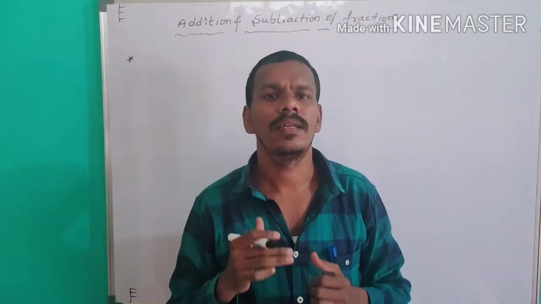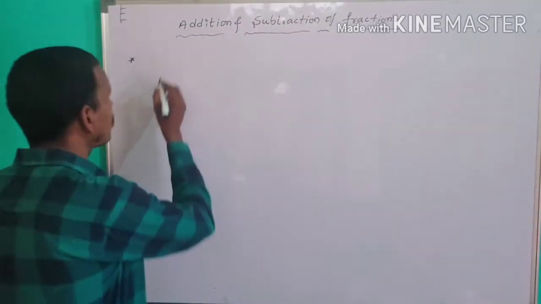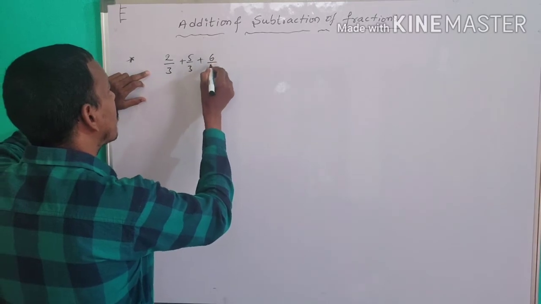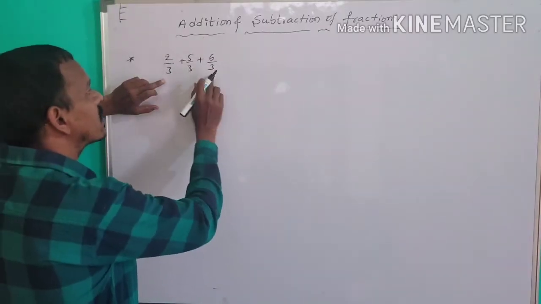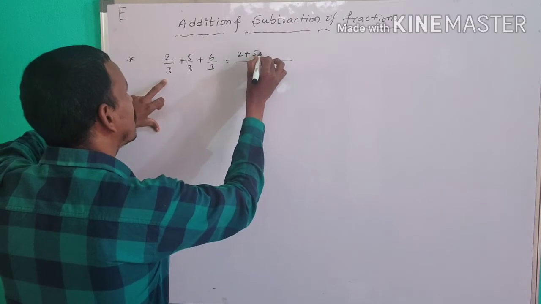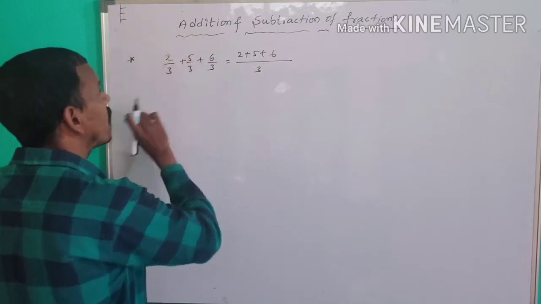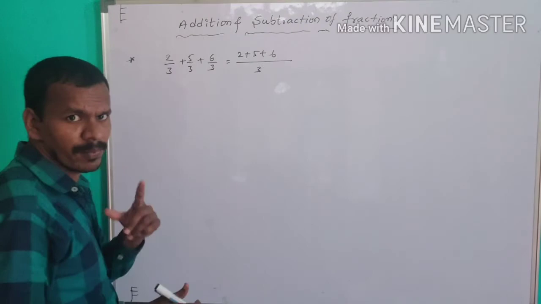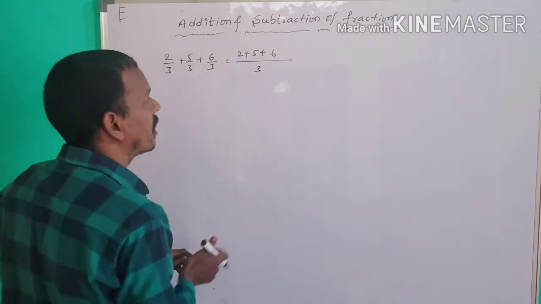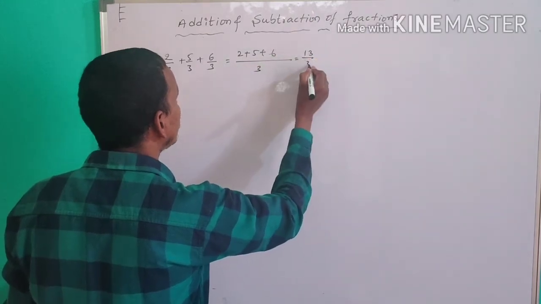So how do we add fractions if the denominators are the same? Now we will learn that. 2 by 3 plus 5 by 3 plus 6 by 3. These three fractions have the same denominator, so we take the denominator once and add all the numerators. If the denominators are all the same, we add the numerators and take the denominator only once. Remember, if the denominators are the same, take the denominator once and add the numerators. So 2 plus 5 is 7, 7 plus 6 is 13, 13 by 3, it is the answer.